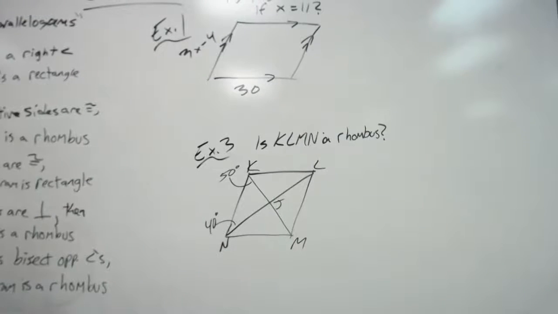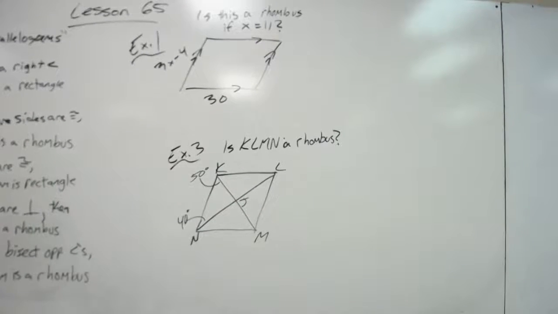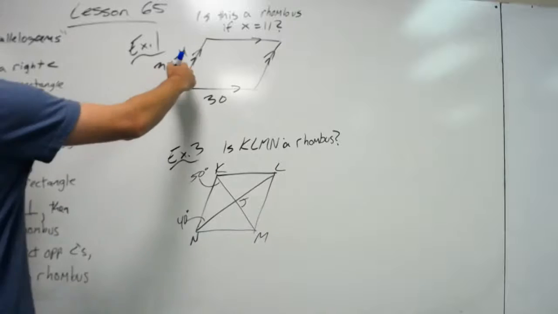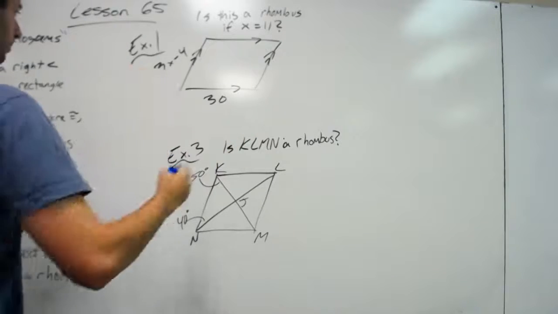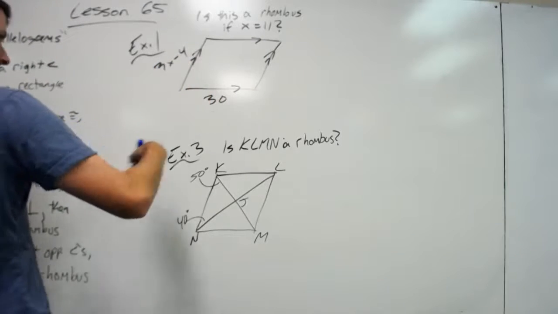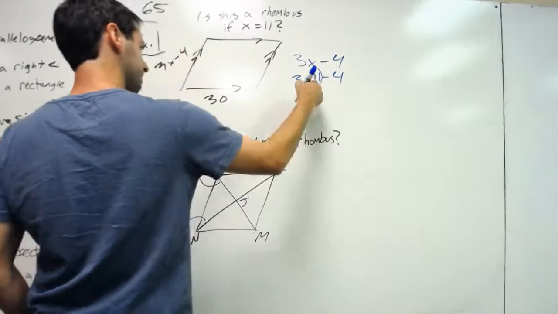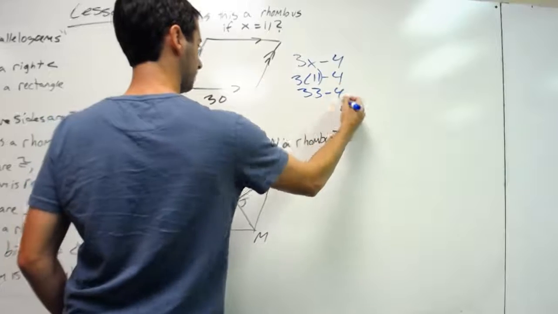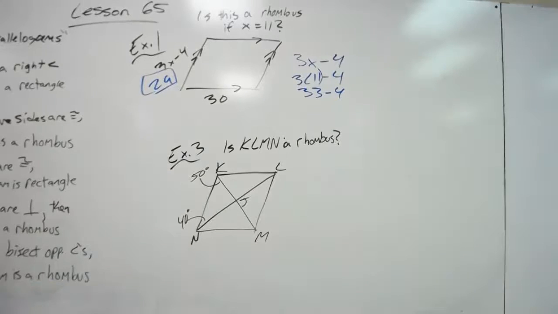Example 1 says, is this parallelogram a rhombus if x equals 11? Notice it already has given us our parallel opposite sides, so now we're just trying to prove it. We already know it's a parallelogram, now we're trying to prove it's a rhombus. So we plug in x equals 11 to 3x minus 4. Well, 3 times 11 is 33, minus 4, that's 29. Well, is it a rhombus if this side is 29 and this side is 30?